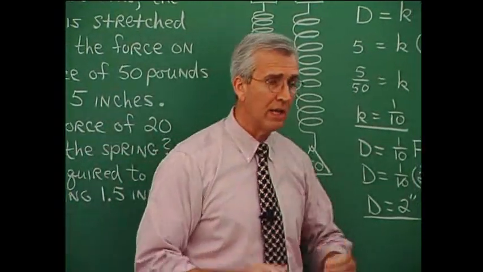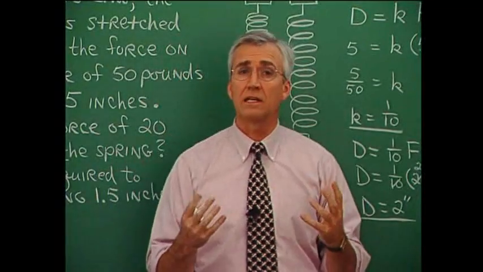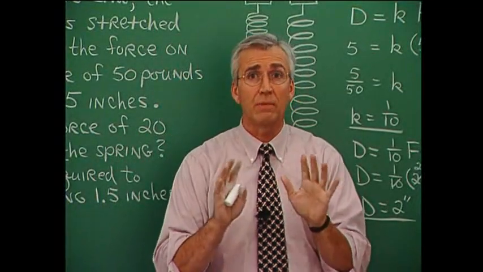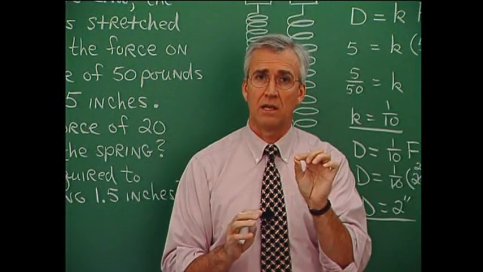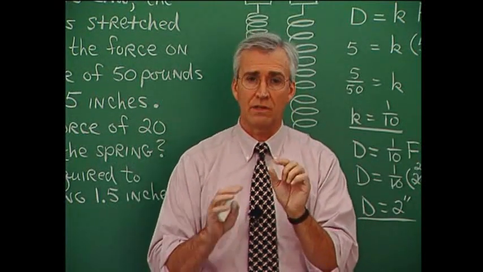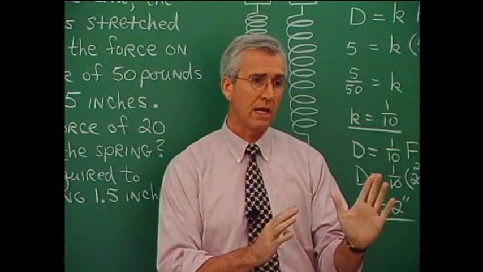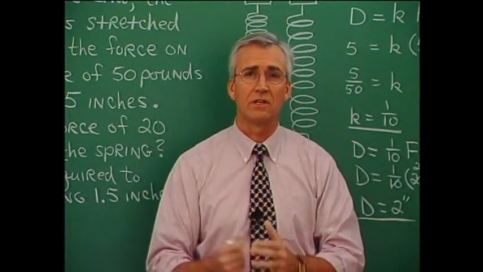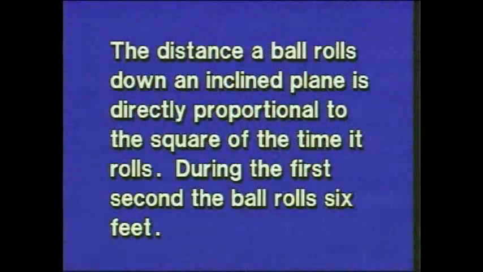Now, springs can be different, and that's why we have this idea of establishing with some experiment a value for K. Inclined planes also have this varying quality about them from one inclined plane to another. Here's an example. The distance a ball rolls down an inclined plane is directly proportional to the square of the time it rolls. During the first second, the ball rolls 6 feet. Now let's understand that last sentence. We have an inclined plane, and during the first second, the ball would roll 6 feet.